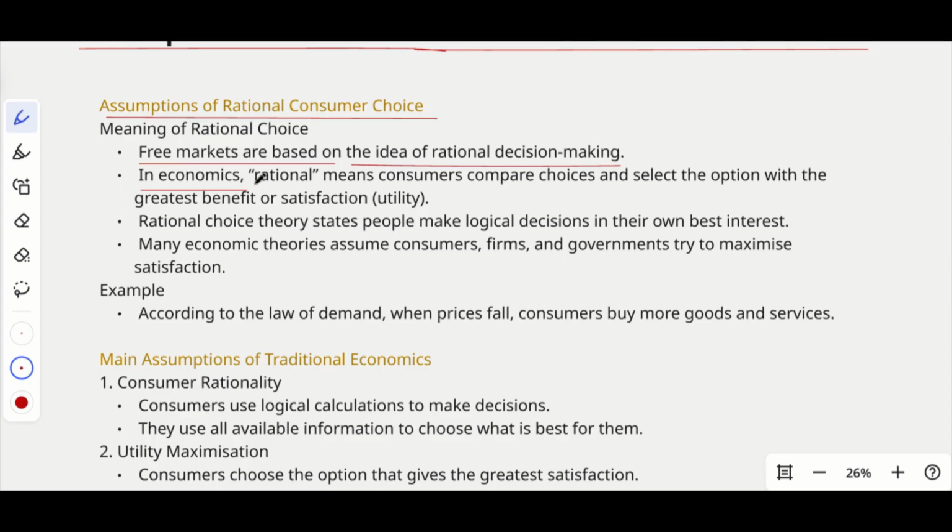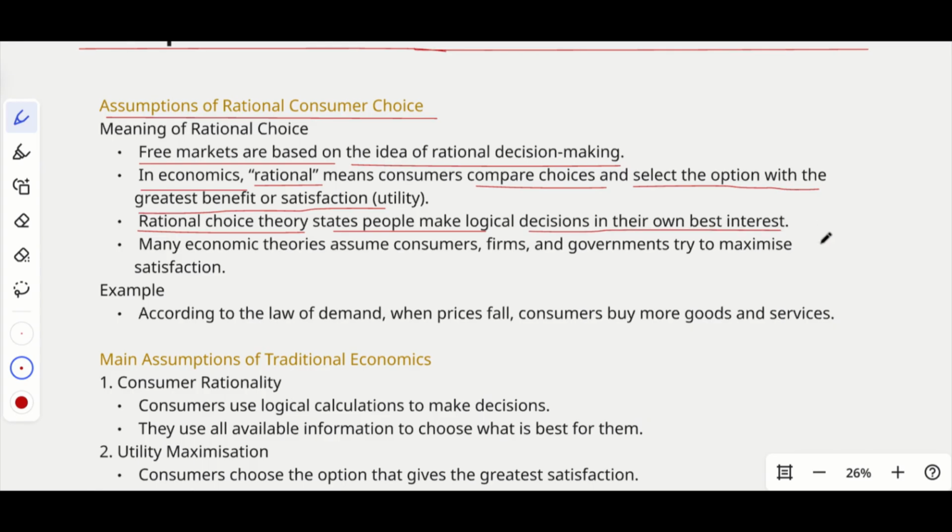So in economics, rational means consumers compare choices and select the option with the greatest benefit or satisfaction. That is utility. So that is how we purchase a product, right? We will compare its quality, its price, its use, and we will choose which one is best for us, right? So it means the consumers compare choices and select the option with the greatest benefit or satisfaction, which is utility. Clear? So, the rational choice theory states people make logical decisions in their own best interest.